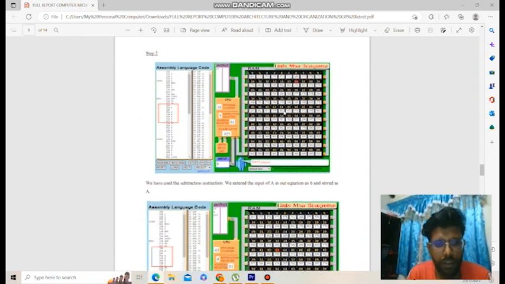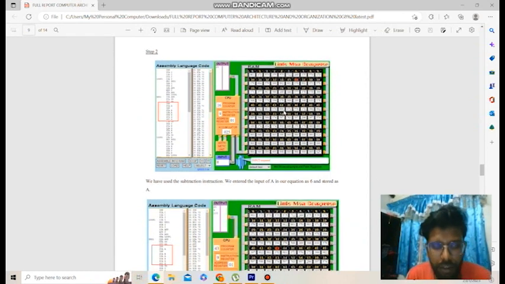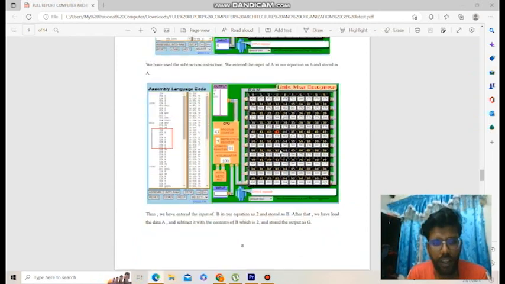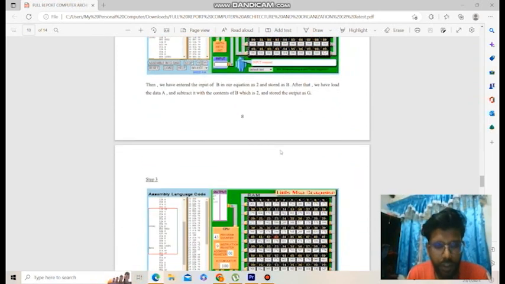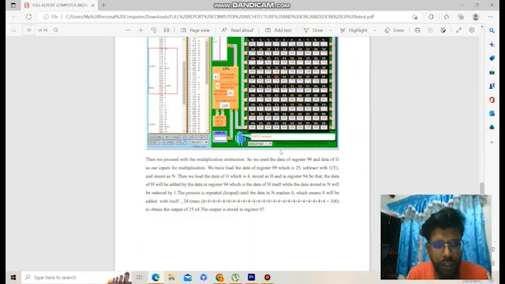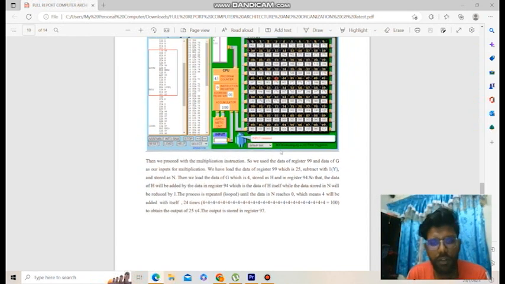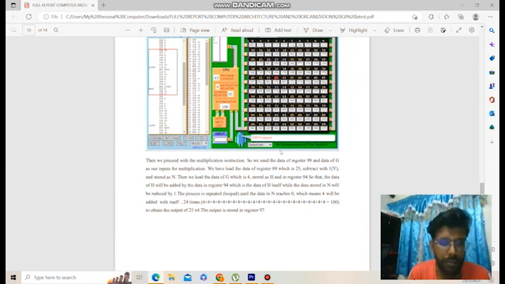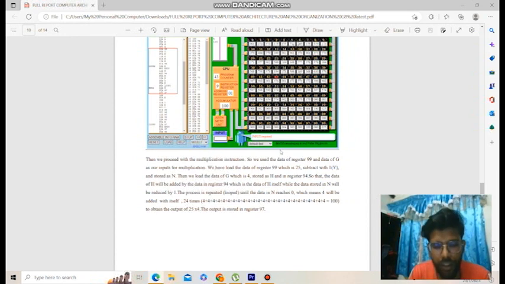For step 2, the step 2 is the subtraction instruction. So we enter the input of A in our equation as 6 and B as 2. So step 3 is the multiplication instruction. So we multiply the value of A minus B and multiply with the value of C.